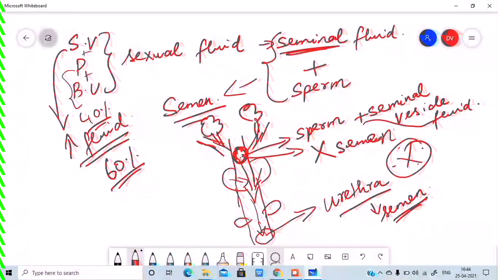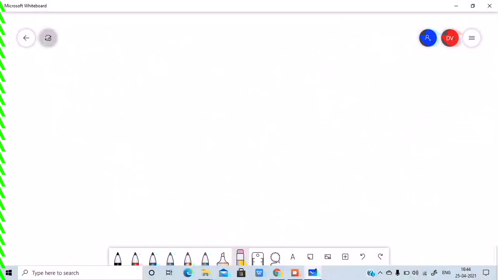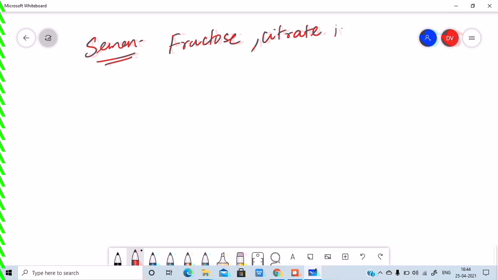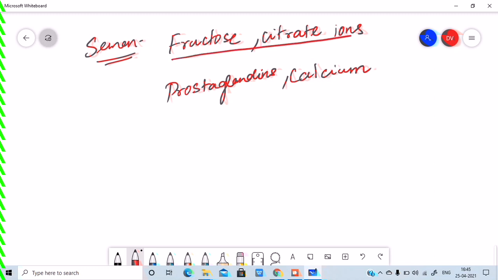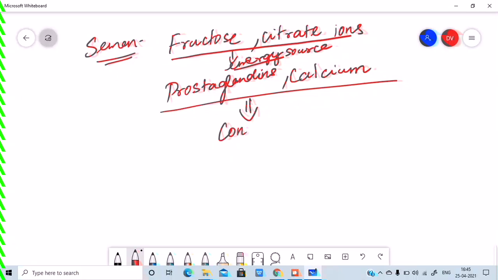Alright guys. Now what is the function of this fluid? If you ask me the function of the semen, it is rich with fructose, some citrate ions, and prostaglandins. Alright guys, and you have a lot of calcium as well, right? So the fructose and the citrate ions help in providing energy to the sperm. Energy source. And what about the prostaglandins and calcium? They help in contraction. So the contraction will further help in the motility of the sperm. Alright guys, this you have to know.